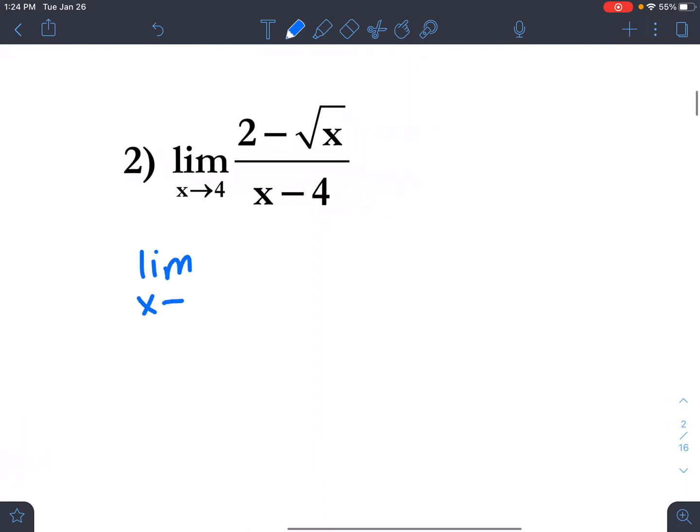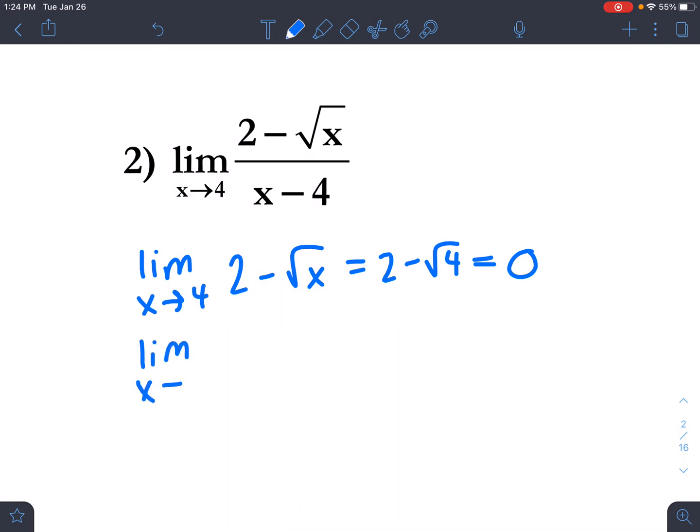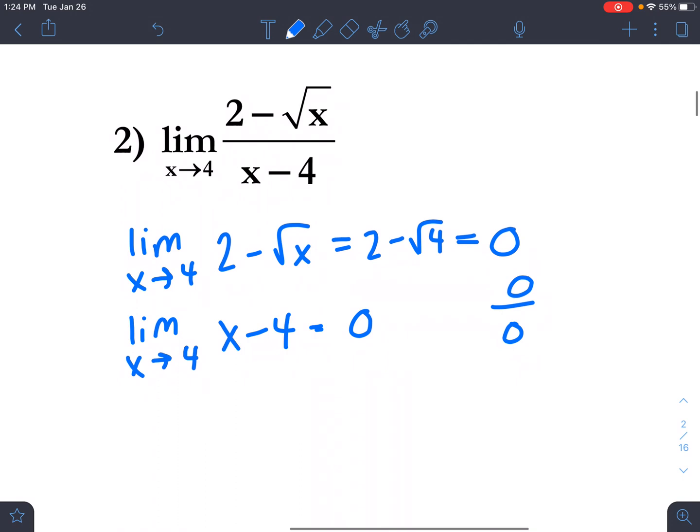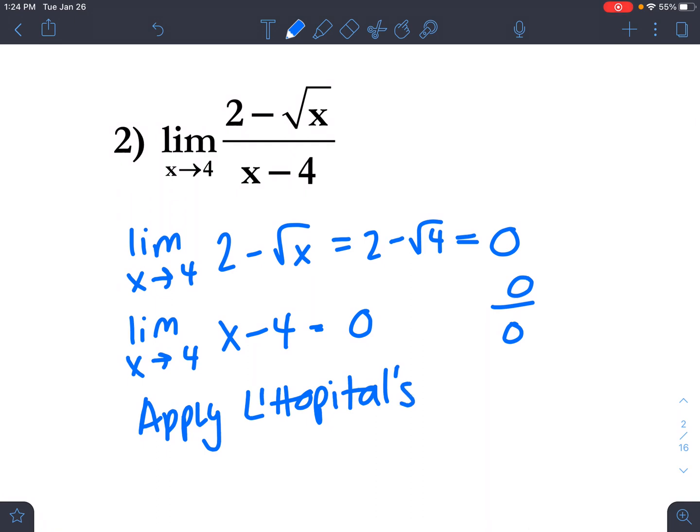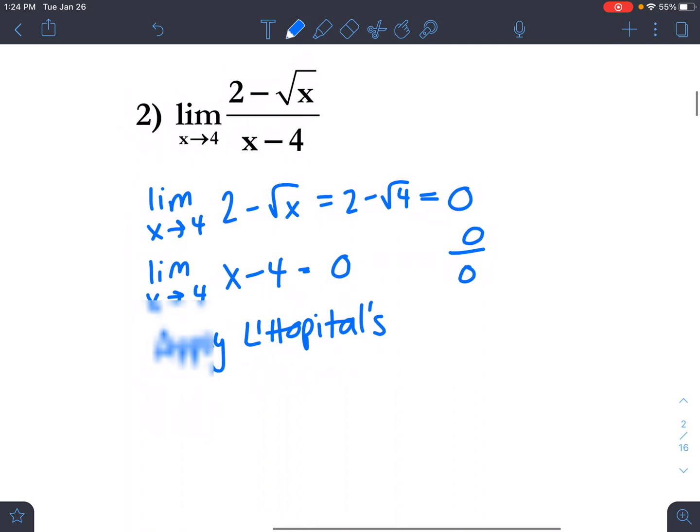Again, you have to show that the numerator, so 2 minus root 4 is 2 minus 2, which is 0. And you have to show that the denominator, x minus 4, 4 minus 4 is 0. So I get this indeterminate form. Okay, so I'm going to apply L'Hopital's rule. So you do have to show numerator and denominator in an FRQ, giving you that indeterminate form, 0 over 0 or infinity over infinity. Okay, and so L'Hopital's rule, we keep that same limit.